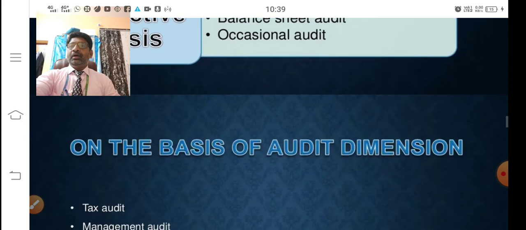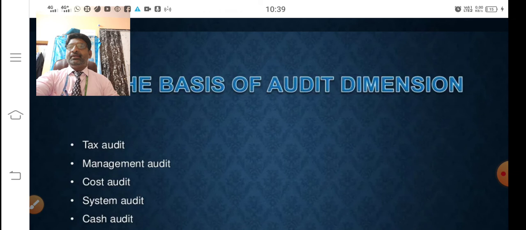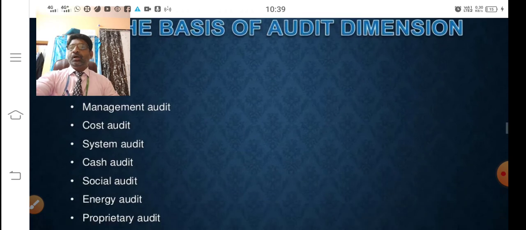So, on the basis of audit, there will be some dimensions, audit dimensions. What are they? Number one is tax audit. Number two is management audit, cost audit, system audit, social audit, energy audit, proprietary audit.